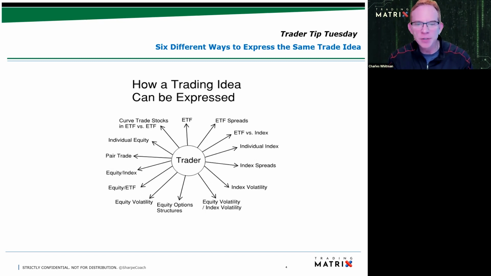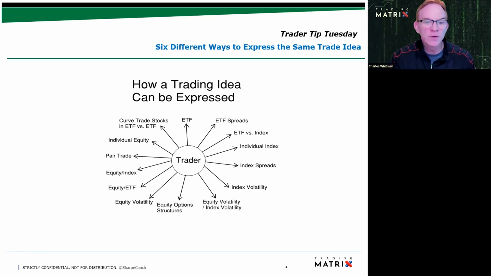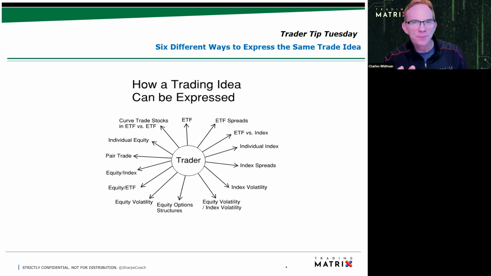I could do equity option structures. I could do equity volatility. I could trade the equity versus an ETF. I could trade the equity versus an index. I could do a pair trade where I traded one equity versus another equity. I could trade an individual equity. Or I could curve trade stocks in an ETF versus the ETF. So many different combinations around the same idea.